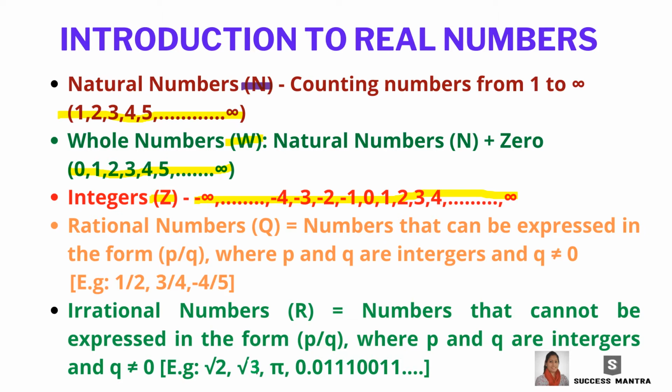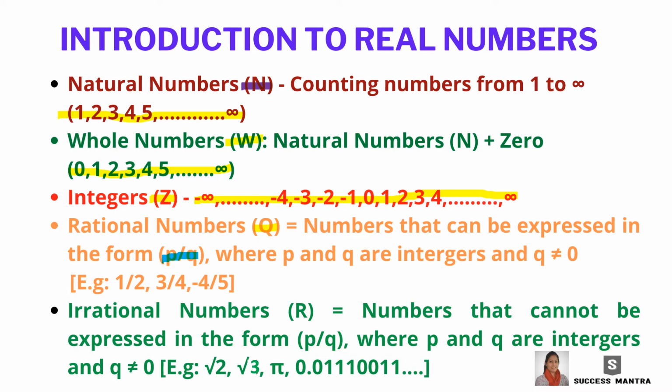That is, it contains all the negative numbers, 0 and positive numbers. Now, what do you mean by rational numbers? Rational numbers are denoted by the letter capital Q, and rational numbers are the numbers that can be expressed in the form of P by Q.